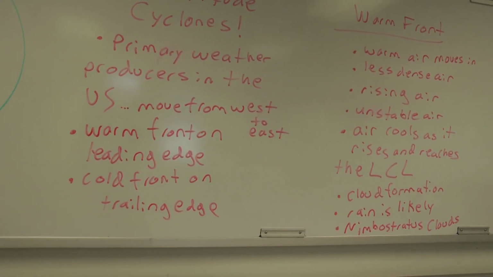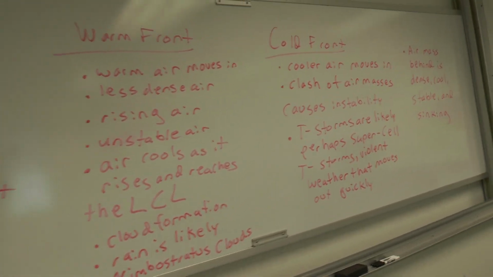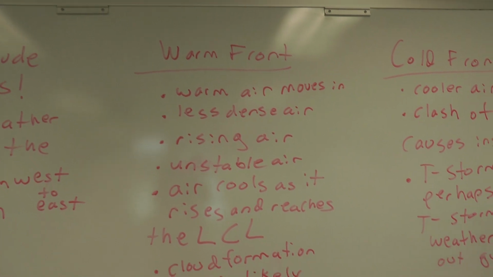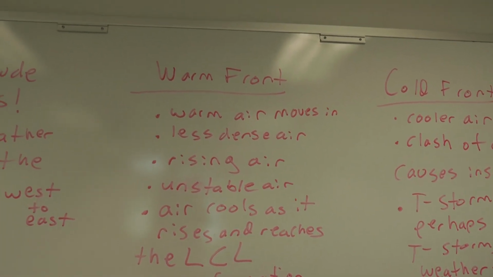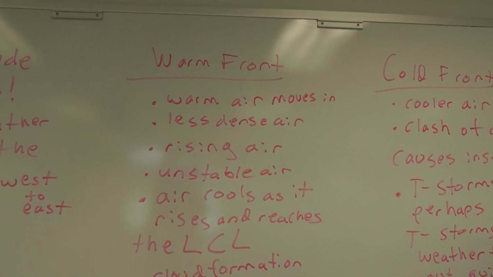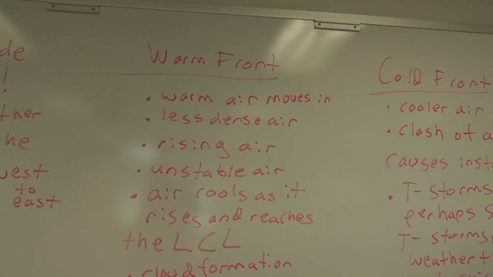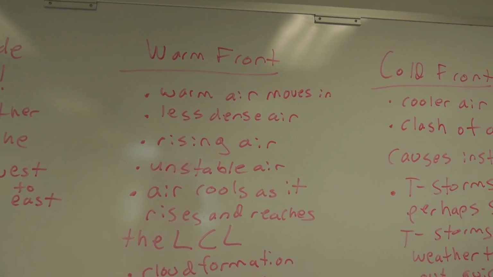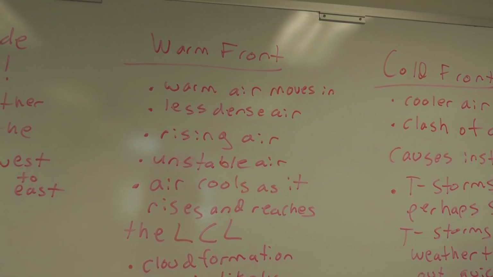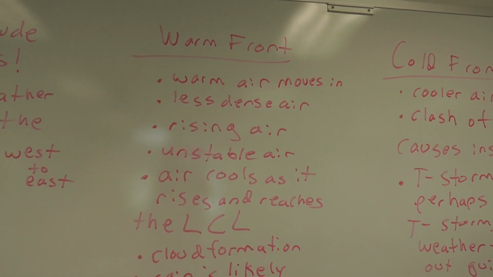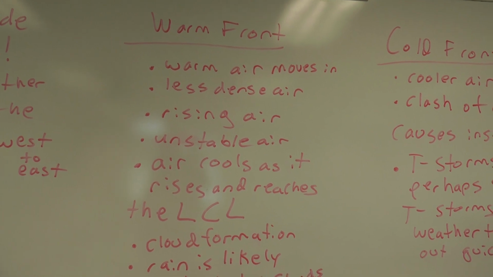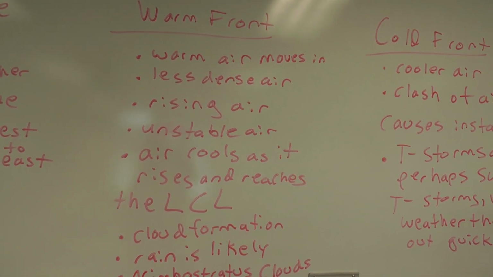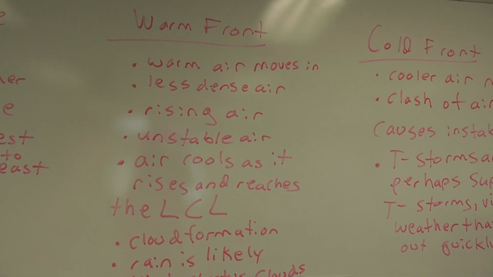All right, so other things we want to say here. Let's focus on the warm front. So what can we say about the warm front? Well, it's shown as a red line with red semicircles on the weather map. Warm air moves in. That warm air tends to be less dense than surrounding air. That means it's going to rise. The fact that it's rising makes it potentially unstable. What's unstable about rising air? As it rises, it's going to cool. It's going to cool adiabatically.